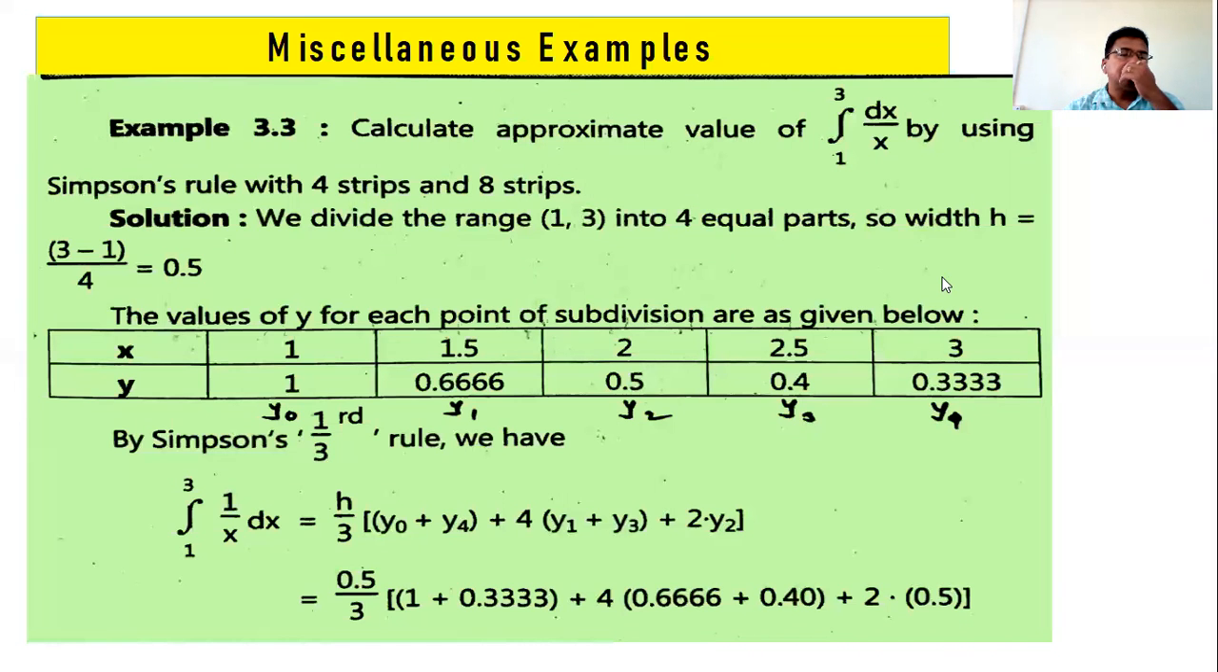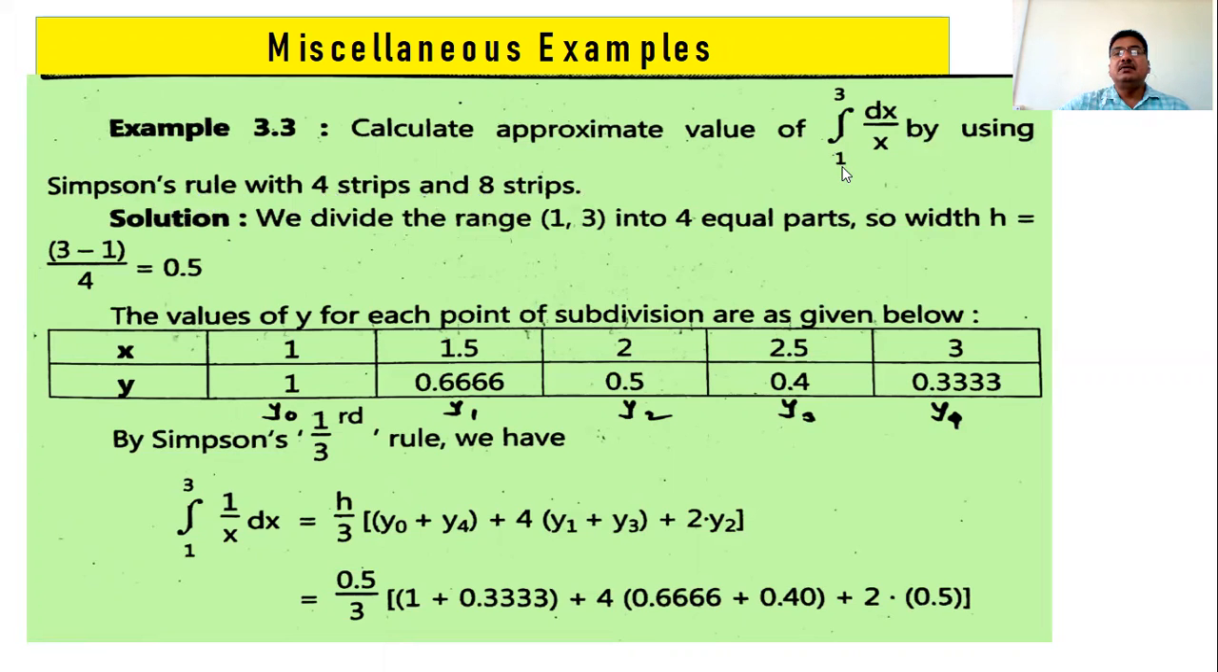Today the topic for discussion is again some miscellaneous examples on the three rules, that is the trapezoidal rule, Simpson's one-third rule and Simpson's three-eighths rule. The first example is: calculate the approximate value of the integration from 1 to 3 of dx by x by using Simpson's rule with 4 strips and 8 strips. Since the number of strips is even, we have to use Simpson's one-third rule.